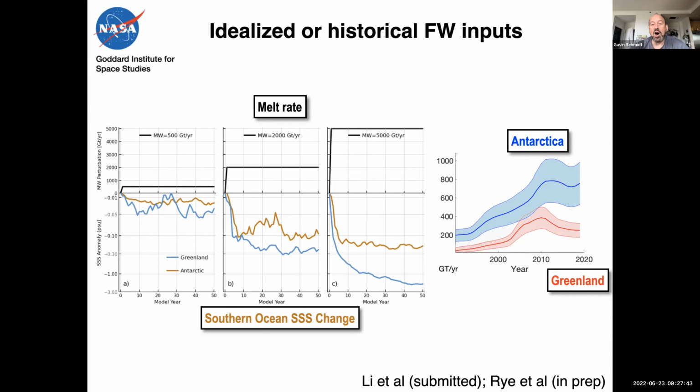And we've also done changes that are based on historical estimates of these changes, which you see on the right. And there you can see that the amount of fresh water that's coming off Antarctica has reached about 800 gigatons per year, a little bit less in Greenland, but these are quite large. These are quite large amounts.